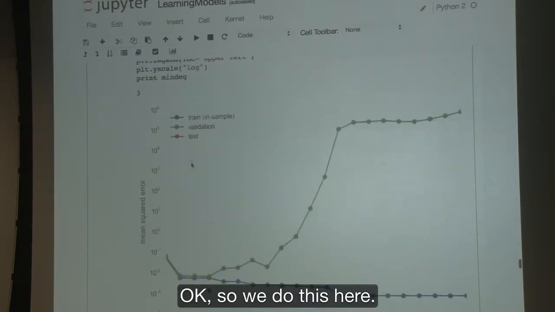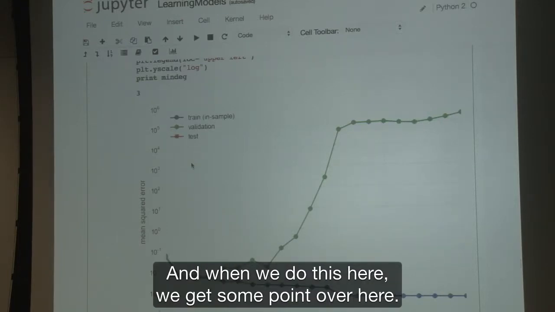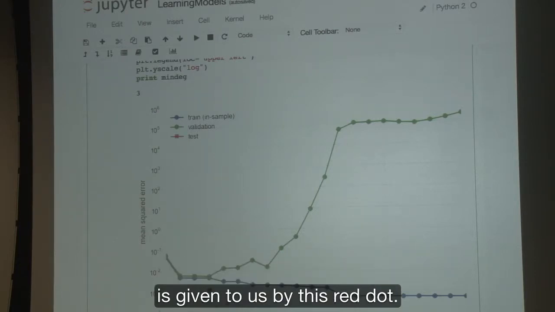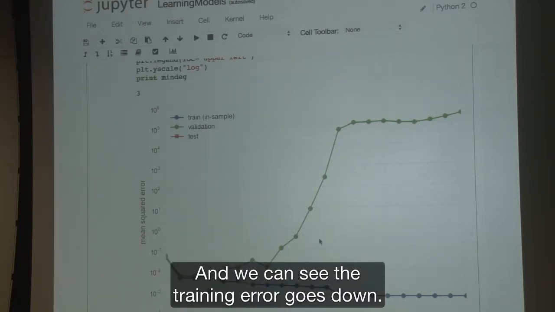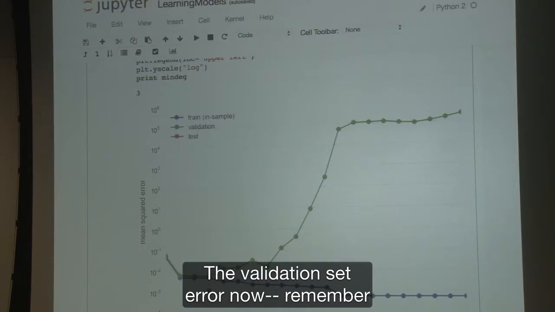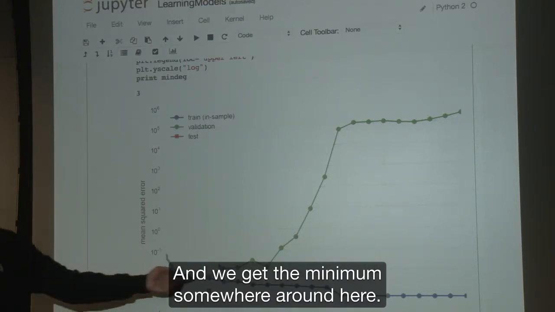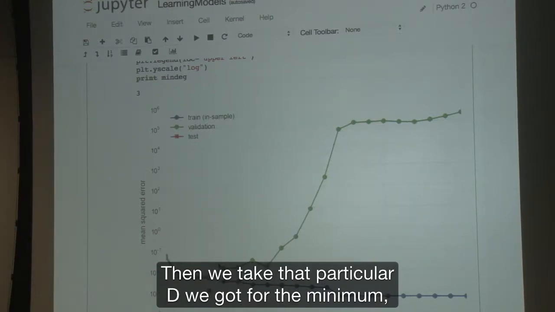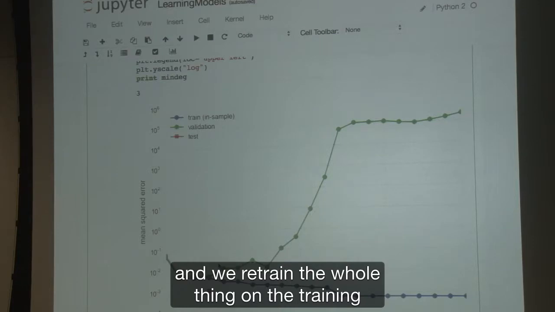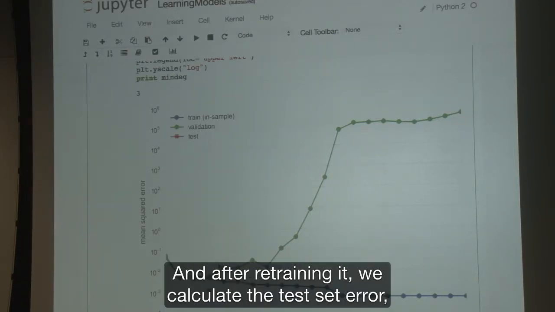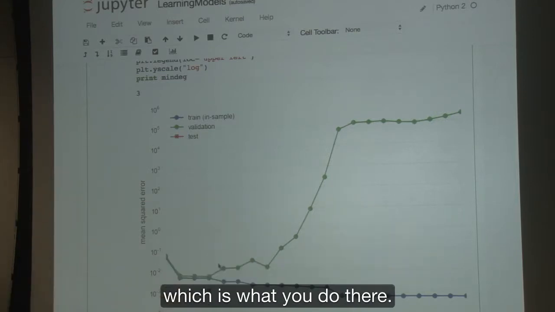Okay, so we do this here. And when we do this here, we get some point over here, and we can also calculate the test set error, which is given to us by this red dot. And we can see the training error goes down. The validation set error now, remember our language has changed, goes up like this, and we get the minimum somewhere around here. Then we take that particular D we got for the minimum, and we retrain the whole thing on the training plus validation. And after retraining it, we calculate the test set error, which is what you do there.